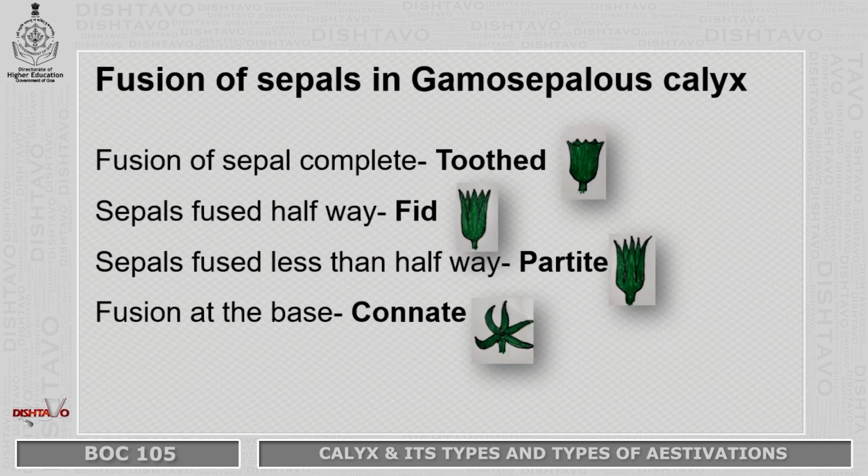In gamosepalous calyx, the sepals are fused in different fashions. When the sepals are completely fused, the calyx is called as a toothed calyx. When the sepals are fused halfway, it is called as fid. When the sepals are fused less than halfway, it is called as partite calyx, and when the fusion of the calyx is only at the base, it is called as connate calyx.